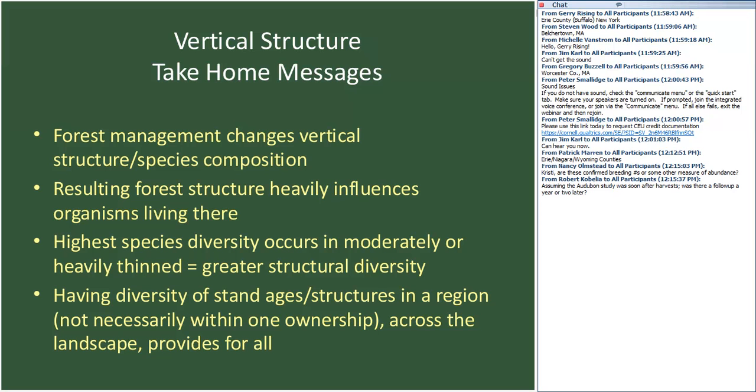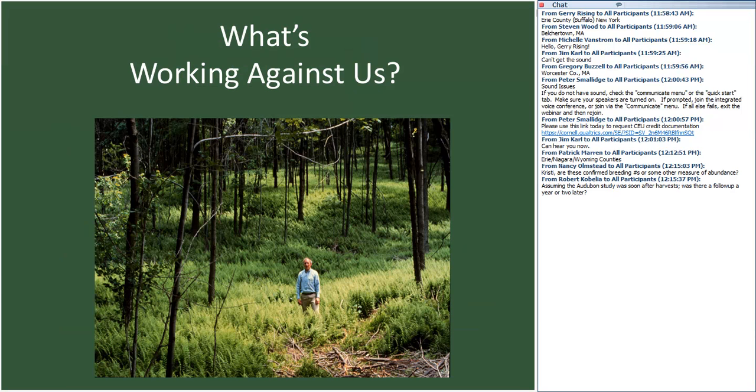Robert asked, assuming the Audubon study was soon after harvest, was there a follow-up a year or two later? And no, there wasn't. That study was conducted, I think, over 2 years, so 2 years of data collection. They were looking at different forest condition categories at the same time, but not over time.